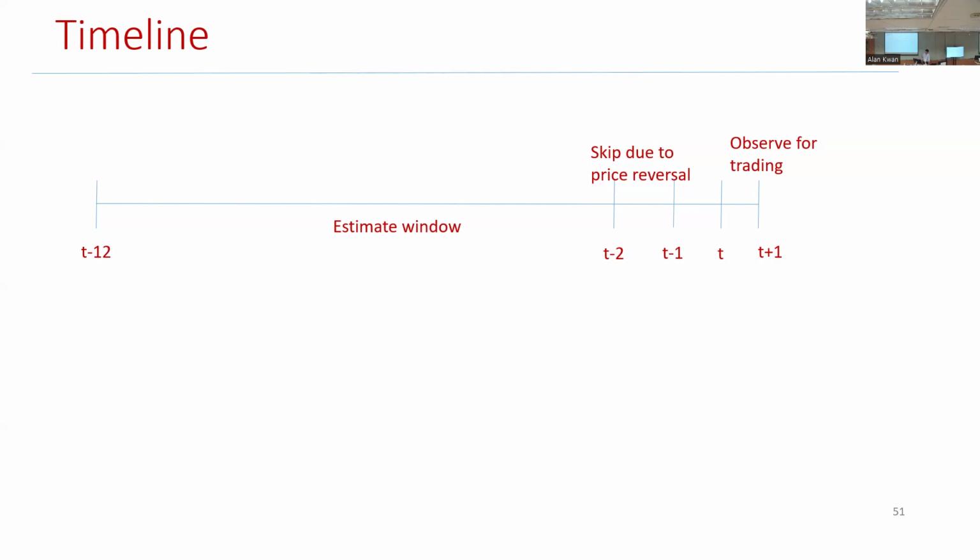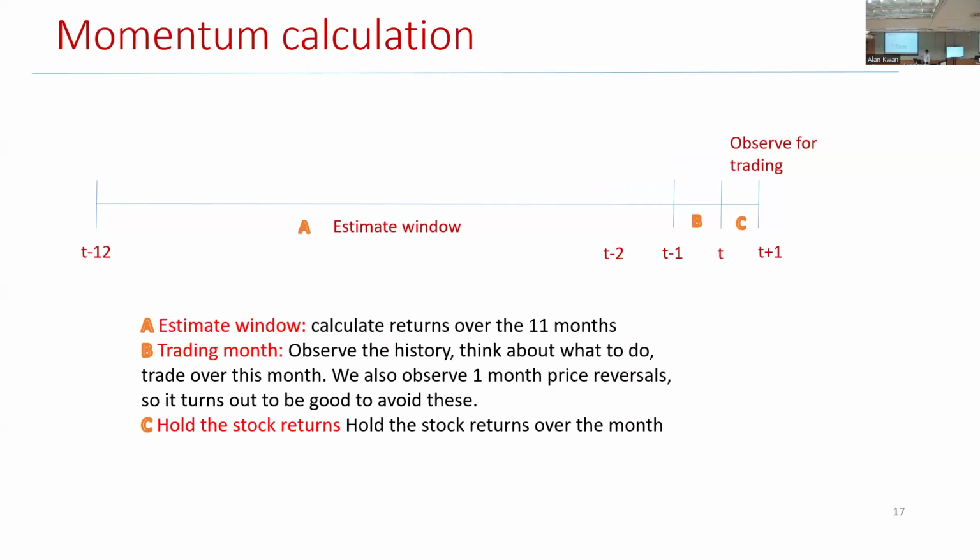Okay, so what is momentum? Let's explain what momentum is. Momentum is the idea that past returns predict future returns. So how does that work? This is a stylized version of momentum.